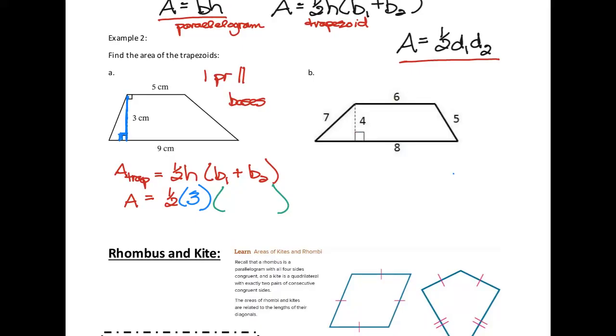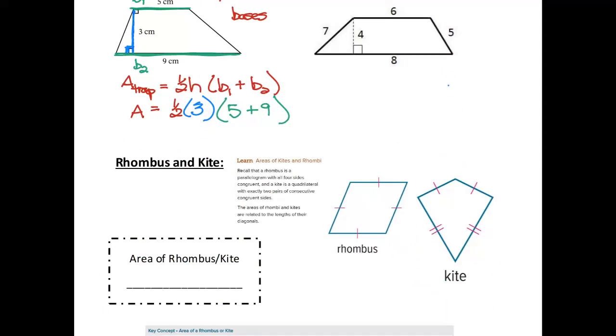So base 1, it does not usually matter which base you take first or last, but I guess we'll make the top one always base 1 just to be consistent. And then the bottom one will be base 2. So base 1 in parentheses is 5 plus base 2 is 9. And then you can take all of this on your calculator.